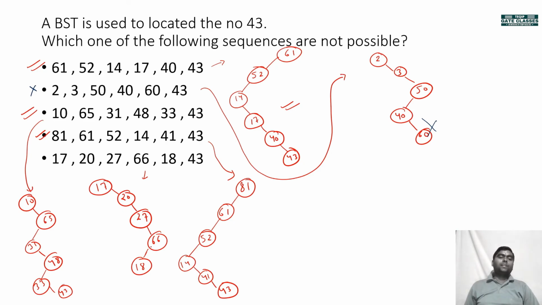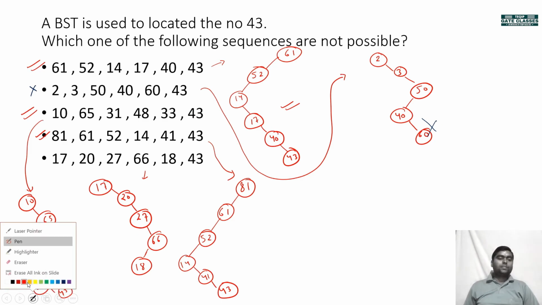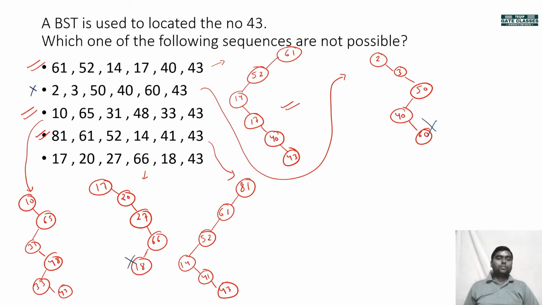If you are observing carefully, for any node like 17, 20 and 27, the right side keys must be greater. But here it is violating the condition, because 18 is smaller than 27. So that's why it is incorrect. This sequence is not following the condition. So in the given sequences, the first one is correct, the second is incorrect, the third is correct, the fourth is correct, and the fifth one is incorrect.